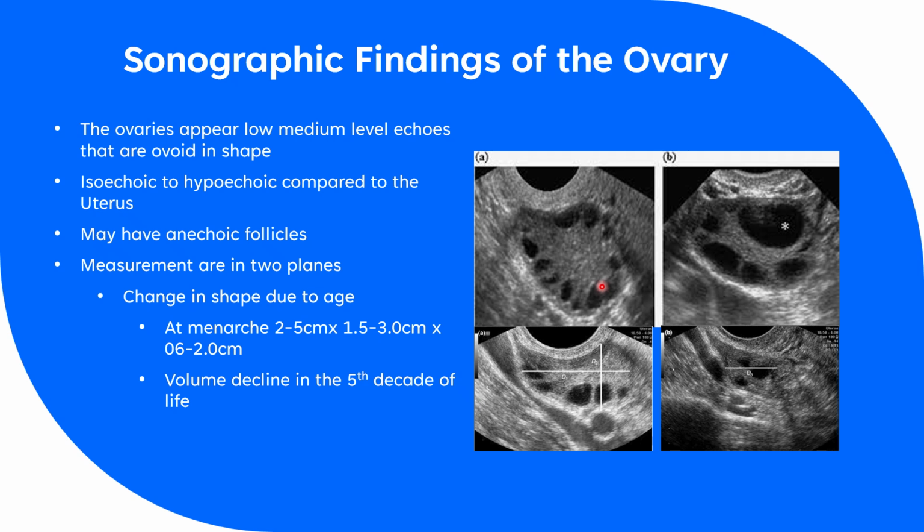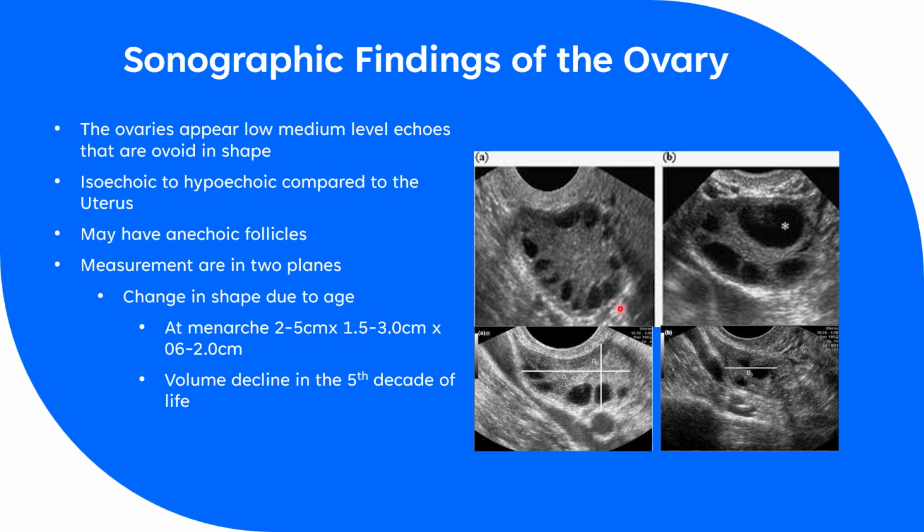We talked a little bit about it changing size due to age. So a postmenopausal woman is going to have a very small ovary. Same thing with premenarche. If they have not had their period, it's probably going to be very small. So we're going to keep our range within that age of menarche, that age of ovulation and fertility.